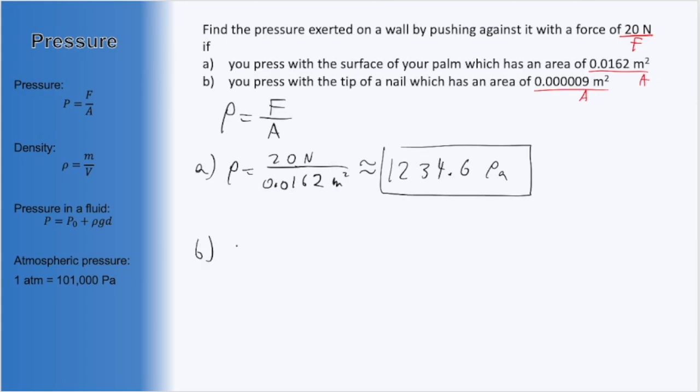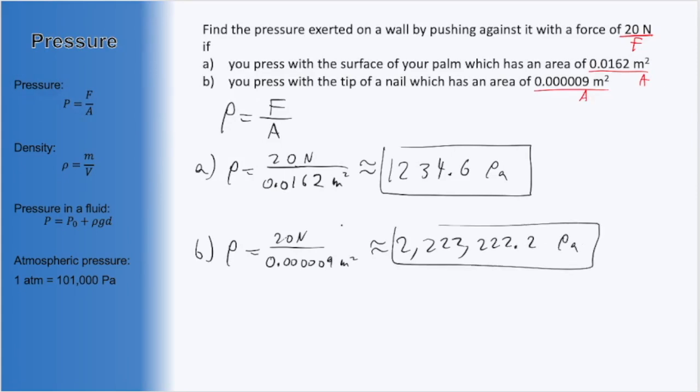Now what about part B, where we're using a nail? The force is still 20 newtons, but now the area is this 0.000009 meters squared, which gives us about 2,222,222.2 pascals of pressure. Notice that despite applying the same force on the wall, we find a much higher pressure from the small tip of the nail. This is because the same force is much more focused into that small area, making the nail able to puncture the wall much easier than we would be able to just using our whole hand.